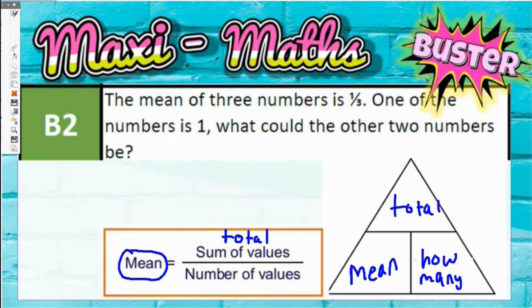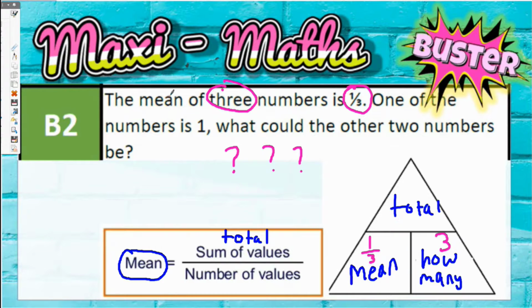Well, it tells us that the mean is 1/3. So the mean is 1/3, but also it says of three numbers. So that first sentence alone allows us to fill in two bits of information within the triangle. We know that the mean is a third, and then we've got three numbers, question mark, question mark, question mark. They could all be different numbers. Some of them might be the same numbers. We just don't know yet. So there are three numbers, so I'll write 3 there.